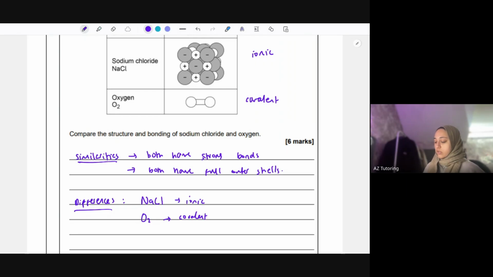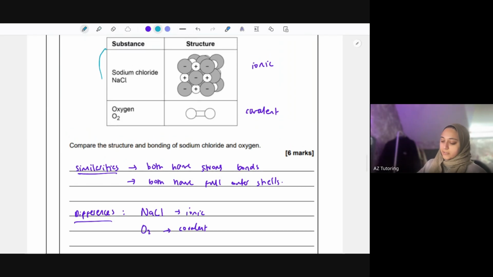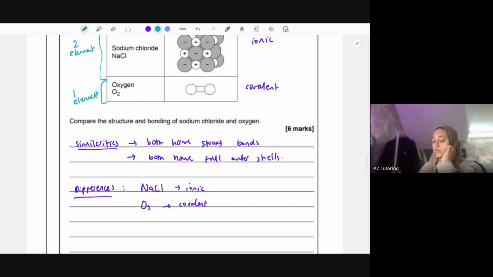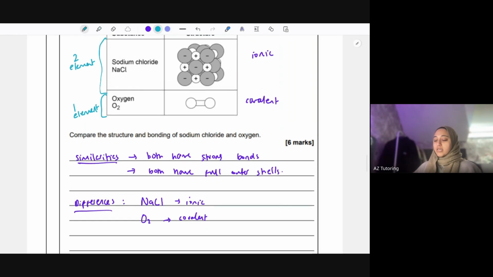Another thing you could say as well, differences: this is made up of two elements, sodium and chloride. This is just made up of one element, just oxygen. Even though there's two of them, it's still only oxygen. So that's another difference. So we've said ionic, covalent. You could say two elements and one element. You could say the oxygen is non-metals, whereas sodium chloride is metal and non-metal. That's also a difference.